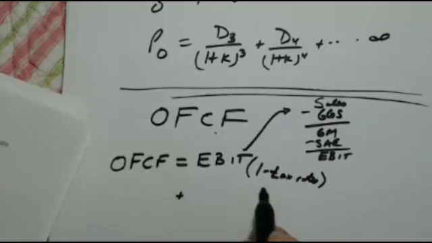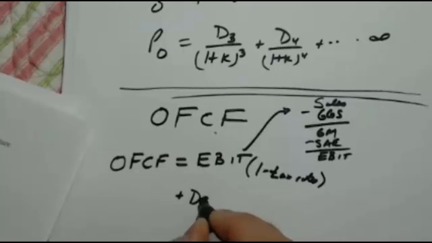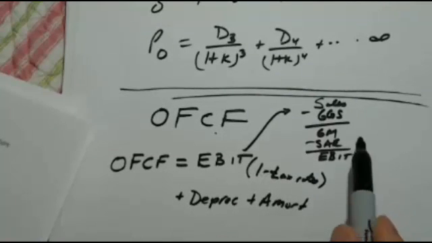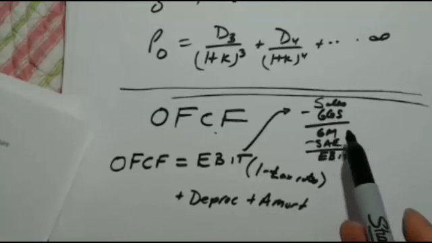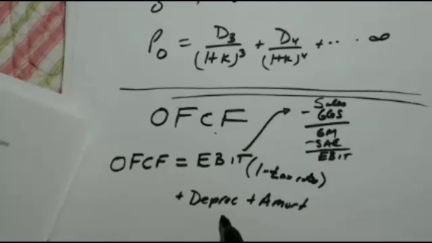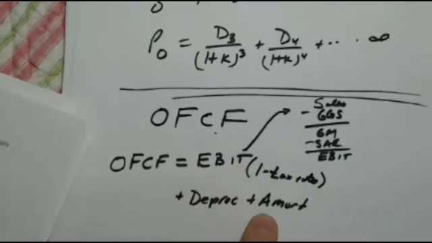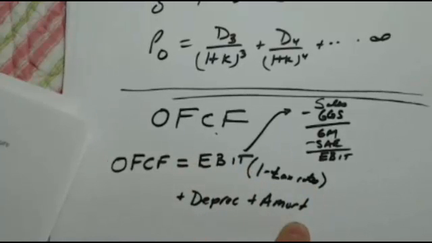And we also want to add in here the depreciation and amortization that was deducted above, because this didn't take any cash flow. So your operating cash flow is a function of your after-tax profitability right here, plus your depreciation and amortization, which was an expense that didn't use cash.